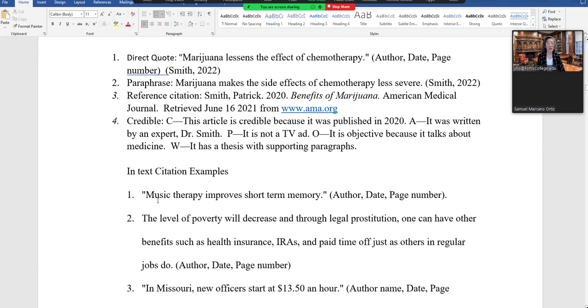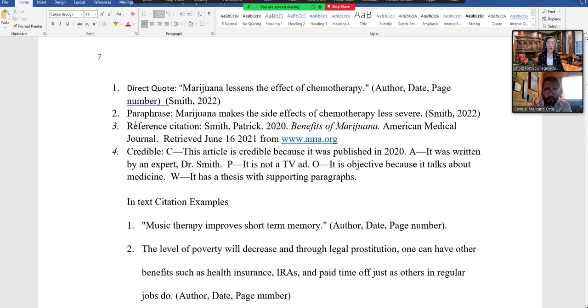So here are some examples of what is a direct quote, what is a paraphrase quote, and what is a reference citation. When you do your worksheet, you have to know that a direct quote means that you quote the source exactly, like verbatim. In this article, it says marijuana lessens the effects of chemotherapy. That's a medical fact. Then you have to put in the author and the date, and you should have the page number, actually. So this is missing a page number.